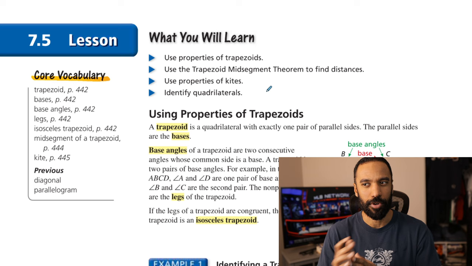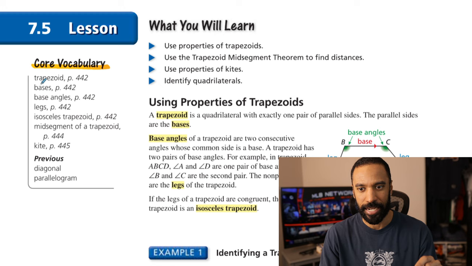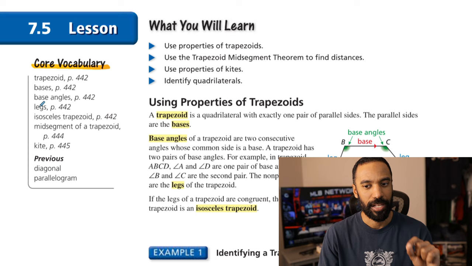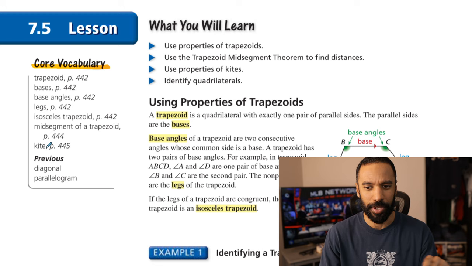Core vocab, besides trapezoid and kite, we will have bases and base angles. That's going to be used in trapezoids. Legs is also used in trapezoids. Isosceles trapezoid, midsegment of a trapezoid. Kite is really its own thing.